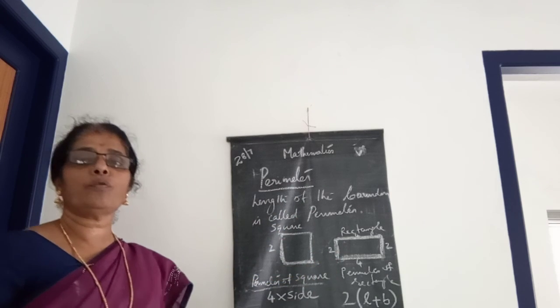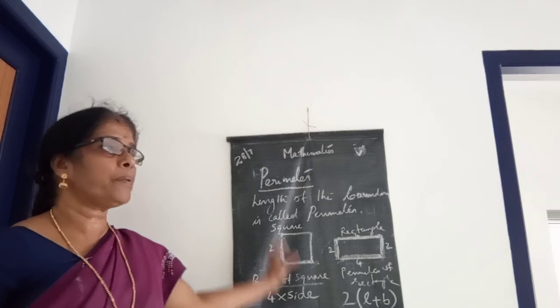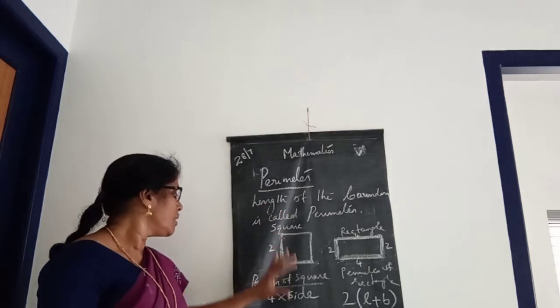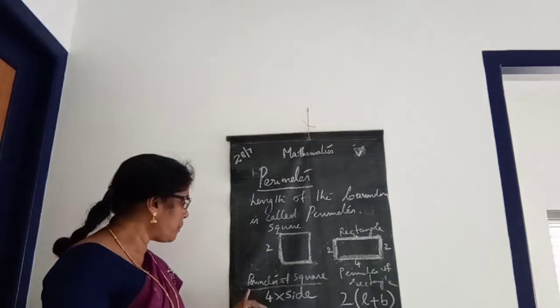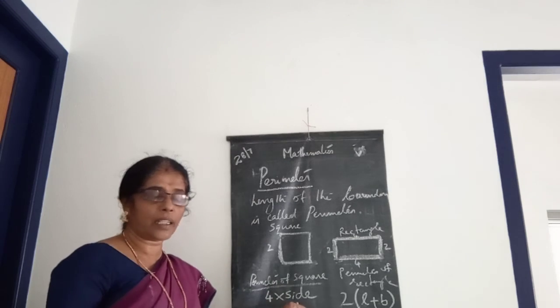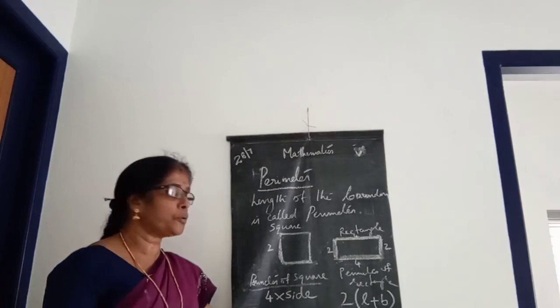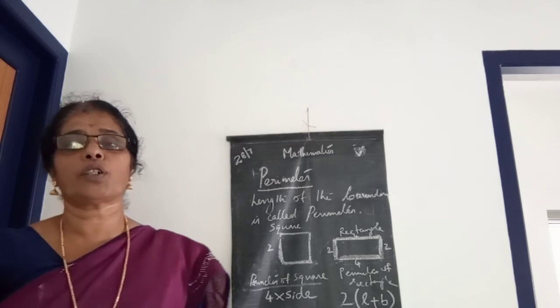Okay. Then these are the perimeters of the square and rectangle. Everyone must study this. What is perimeter and how do we find the perimeter? What is the formula for the perimeter of a square? That is 4 into side. And for a rectangle, 2 into (L plus B). Everyone must study it.